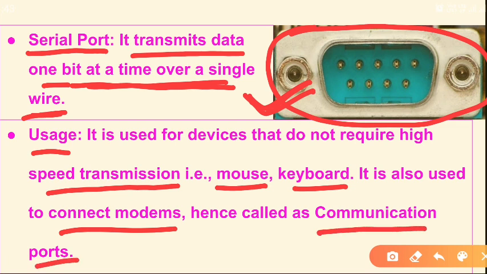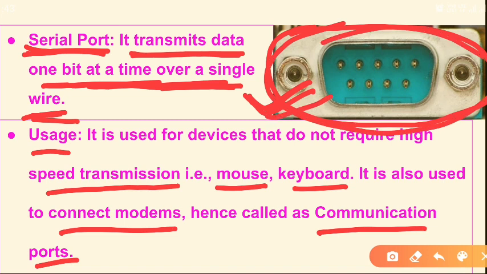So what is the work of the serial port? It transmits data 1 bit at a time over a single wire. So if a question is asked to you, which port transmits 1 bit of data at a time over a single wire, then the answer will be the serial port. And this is how your serial port looks. I hope it is very clear to you.